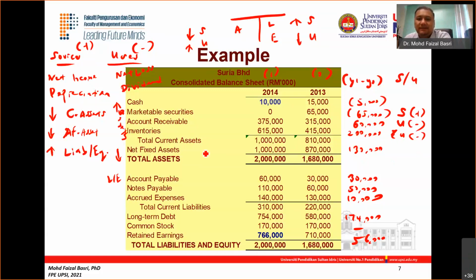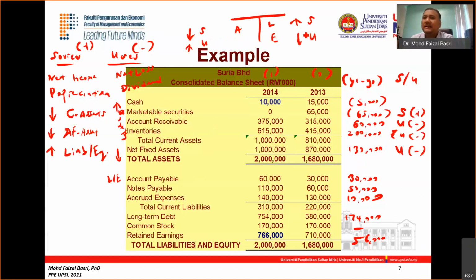Right, so for net fixed asset, for investment, again, the item is positive, so this would be uses. So we're gonna minus. Okay, and that's assets. So this part, the asset part, a decrease, the one with brackets, will be sources. Those increases without brackets will be uses. Okay, with these respective signs.